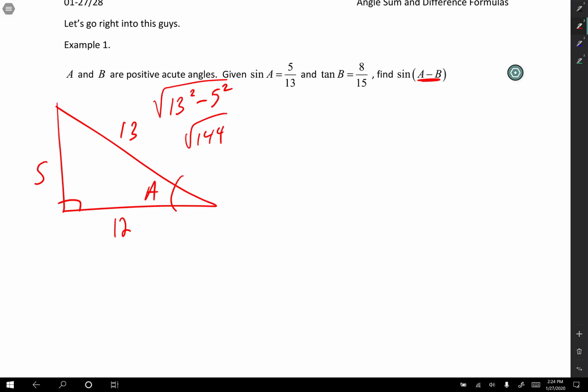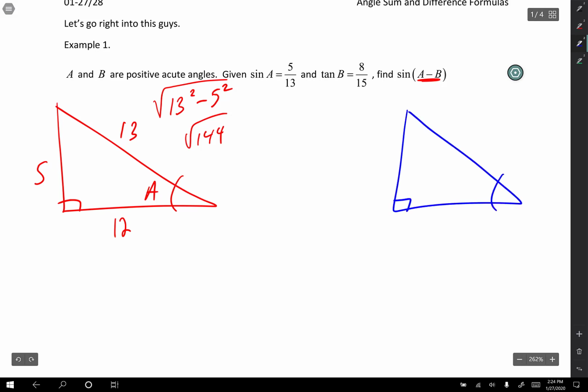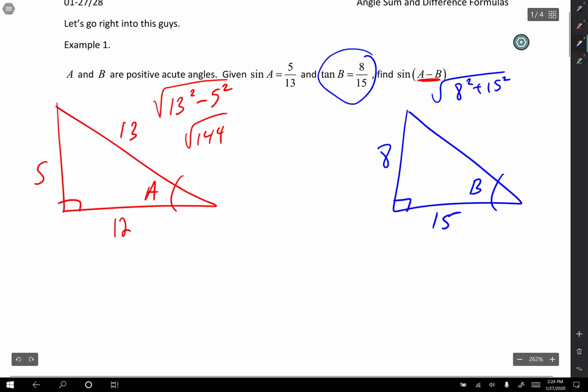All right, so now, this angle here is B, and they tell us that tan B is 8/15, so this has to be 8, that has to be 15. Are we okay so far? So you can just do square root of 8 squared plus 15 squared, and you will get 17, so I'm going to put 17 right there.